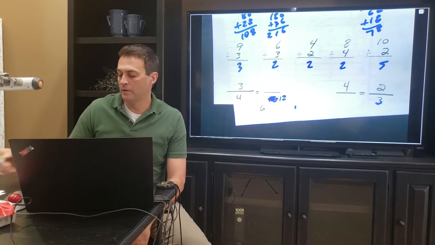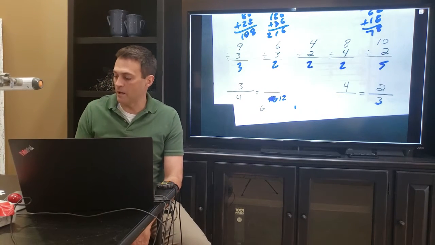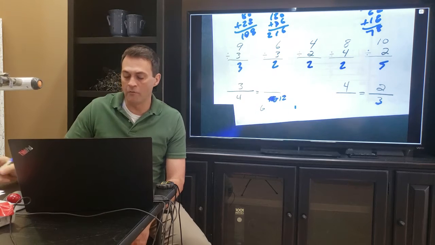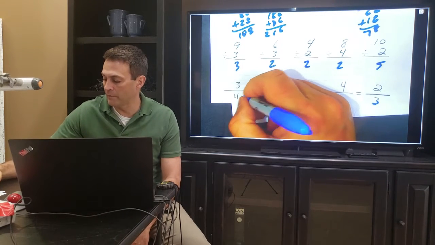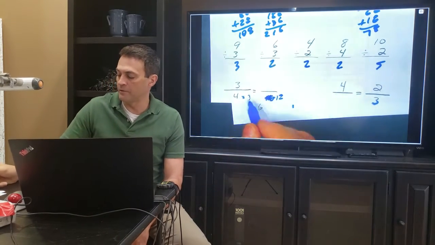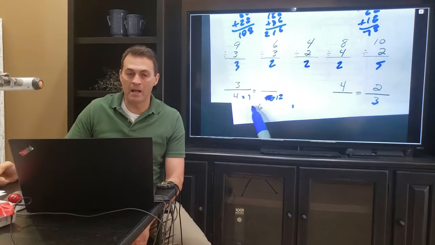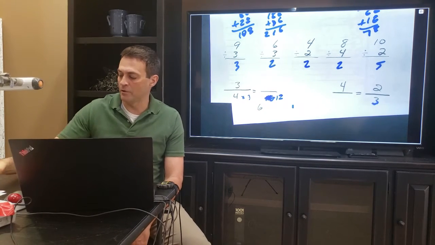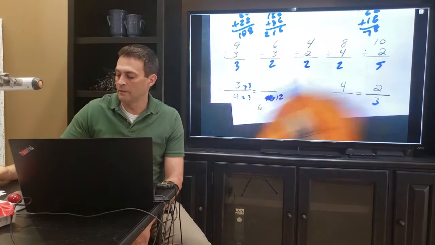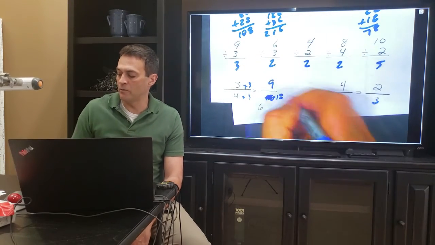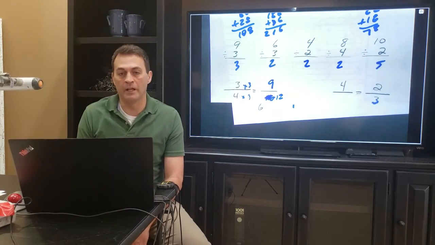Alright. 3/4 equals how many 12ths? So to get from 4 to 12, we would have to multiply by 3, right? Because 4 times 3 is 12. And whenever you multiply the bottom by, you have to multiply the top by. So 3 times 3, that would equal 9. So 9/12 is equivalent to 3/4.